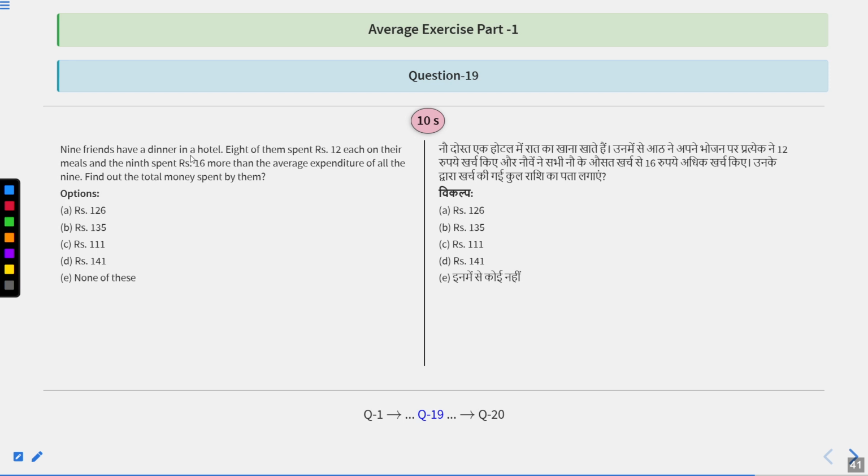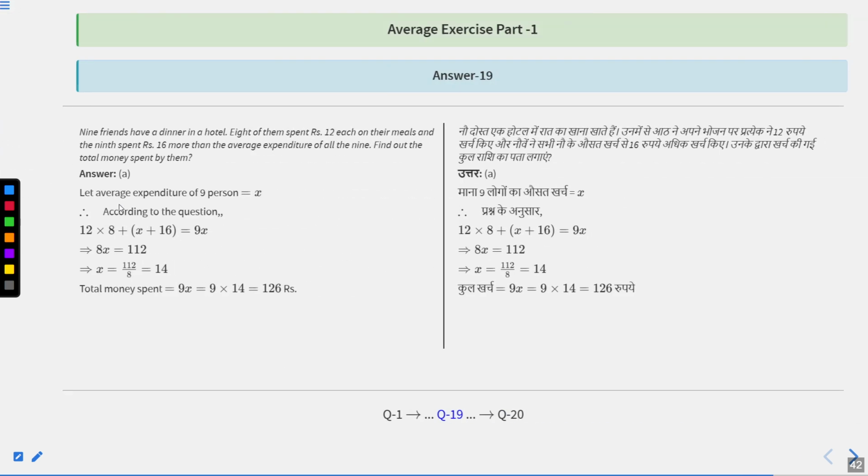9 friends have a dinner in a hotel. 8 of them spent rupees 12 each on their meals, and the ninth spent 16 rupees more than the average expenditure of all the 9. Find out the total money spent by them. You have 5 options and 10 seconds to analyze the question. Your time starts now. Now time's up. Let's see the solution.